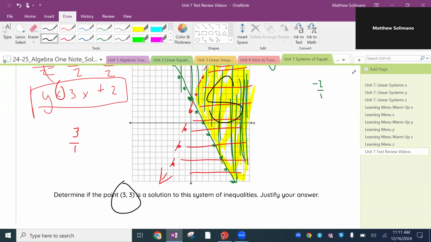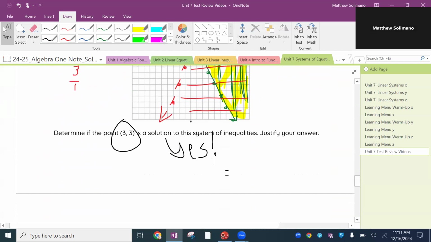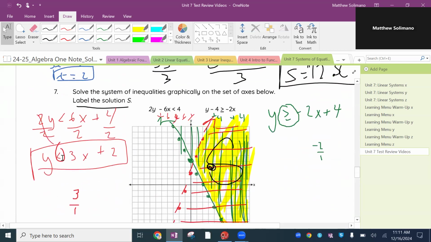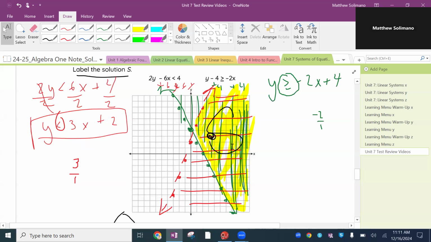Let's look at 3, 3. If I go over here, I go right 1, 2, 3, up 1, 2, 3. That would be right here. That is in the solution set. Yes. It's in both of those solution sets. The red equation, less than 3x plus 2, it's less than that line, and it's greater than the negative 2x plus 4 line. So that is in the solution set.